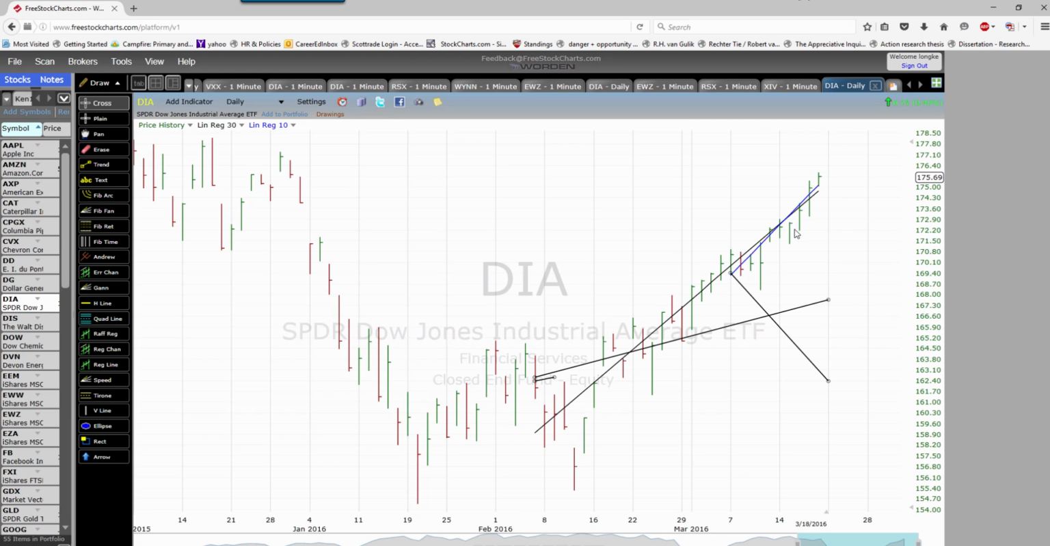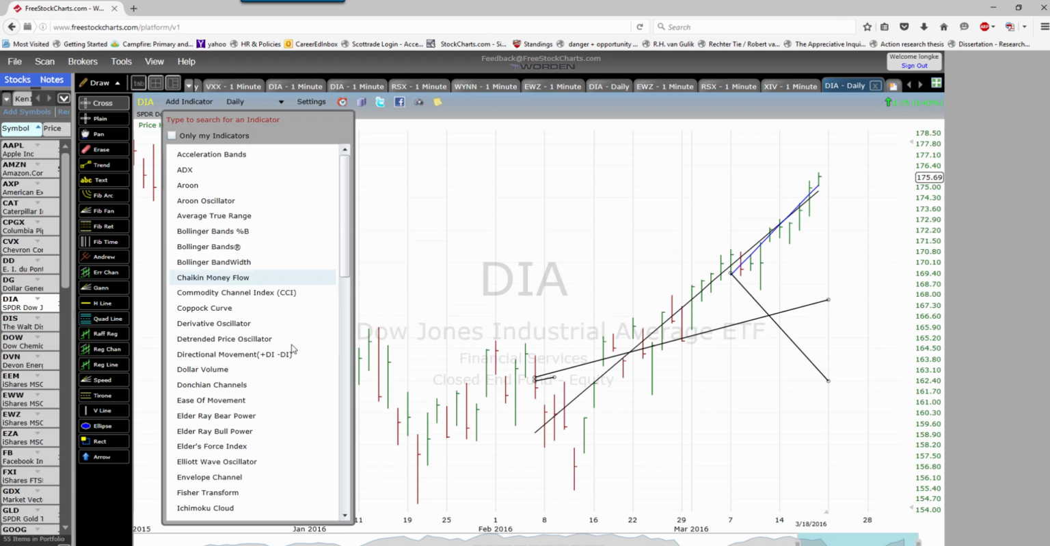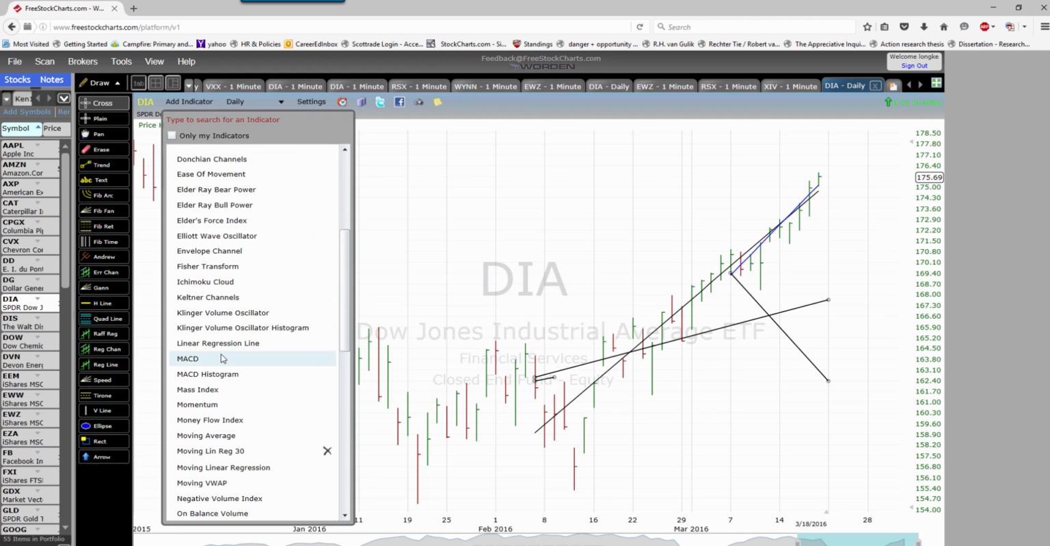Now, in order to keep this from getting too cluttered and to account for the changes in the regression lines daily, instead of drawing 30 regression lines and watching how they change, that would clutter the screen and obscure the price. What we can do instead is add an indicator called moving linear regression.